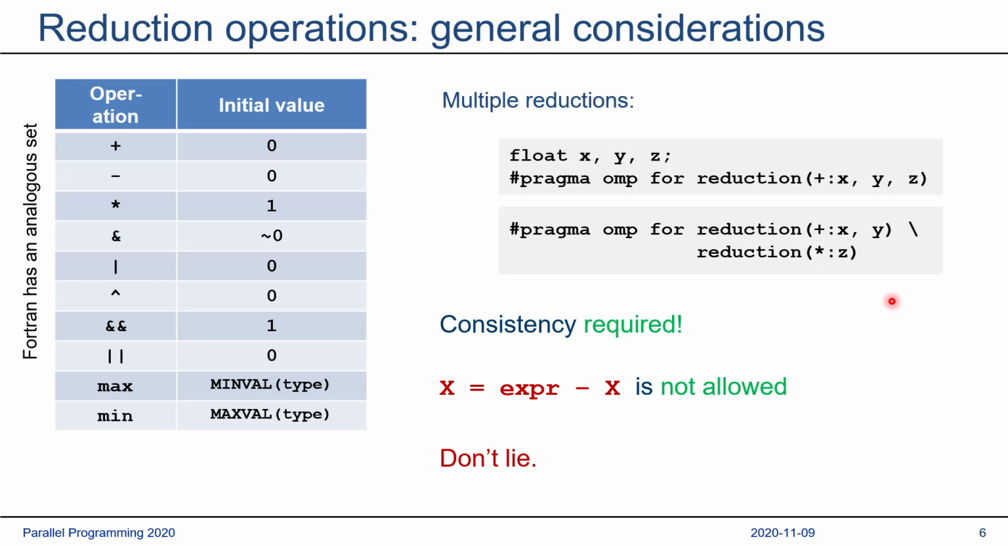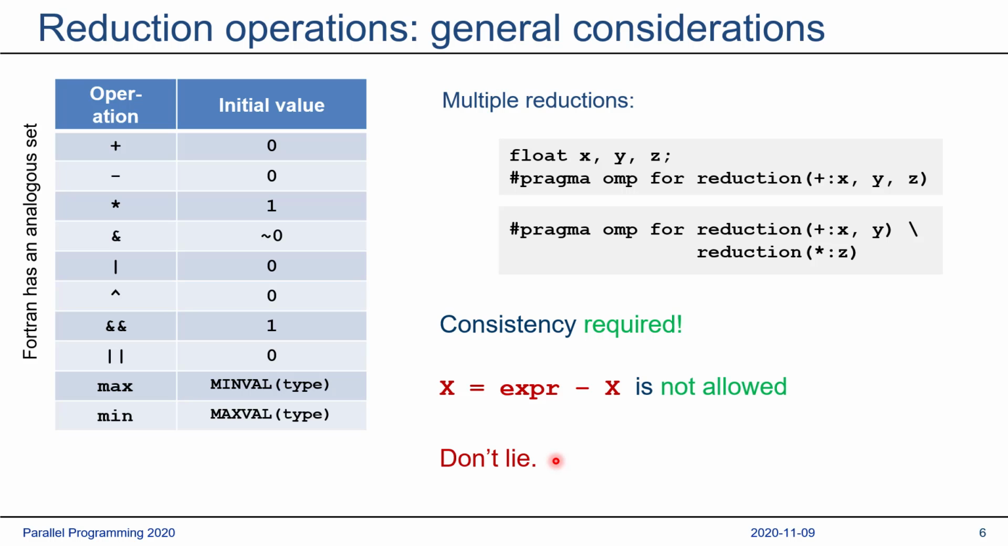Remember that consistency is required. The compiler and also the runtime do not check if you do the right thing to the variable. So for example, if you specified the plus operator on the reduction clause, and then later within the construct you actually multiply into the variable, then you will get wrong results. So do not lie to OpenMP. You will not get correct results.